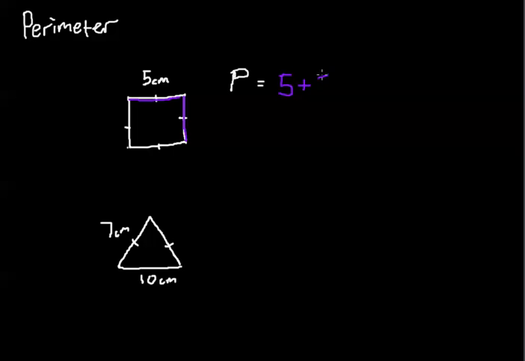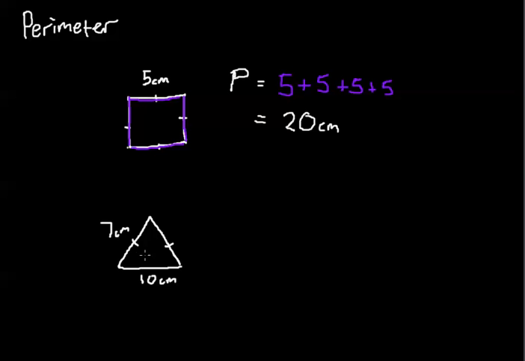So plus 5. And we're going to do the bottom line as well. Plus 5. And then plus the last line, which again is the same length. So plus 5. Now what you can see is that all the lengths are the same. You can see I've gone around the boundary of this square. So all we need to do now is add all of these numbers together to get the perimeter of this square. So we've got 5 plus 5 plus 5 plus 5. Add all of those together and you're going to get 20 centimeters. So the perimeter is equal to 20 centimeters.